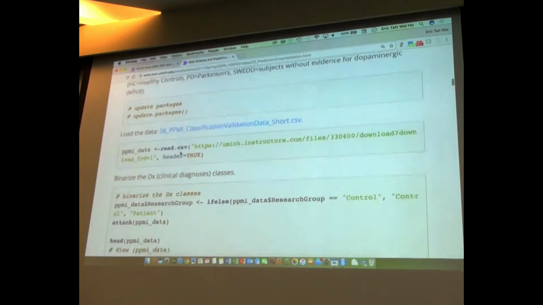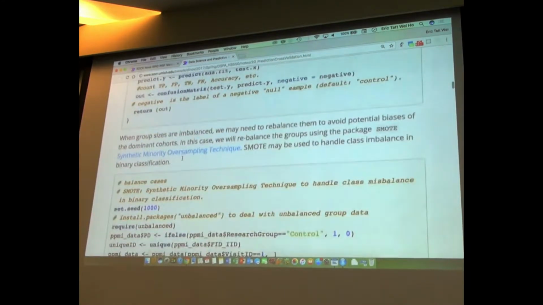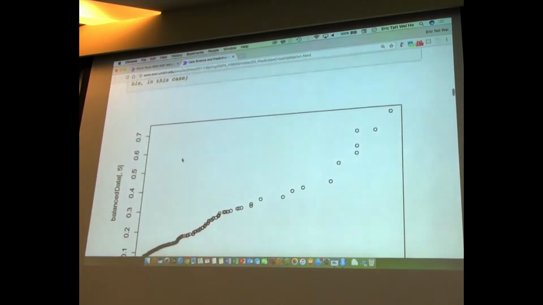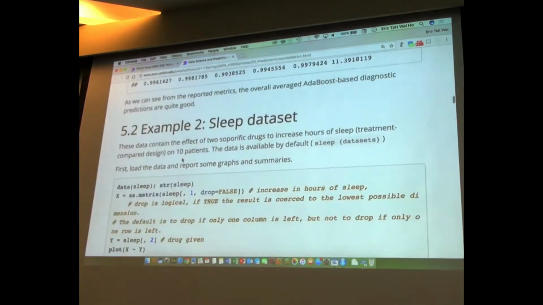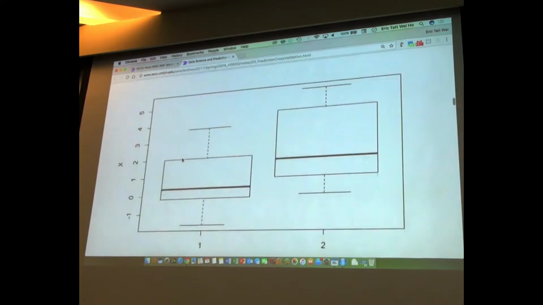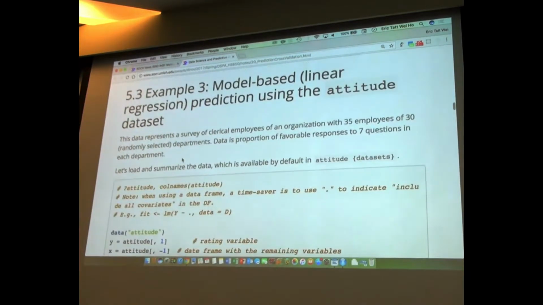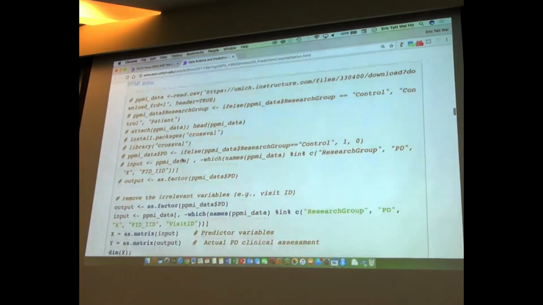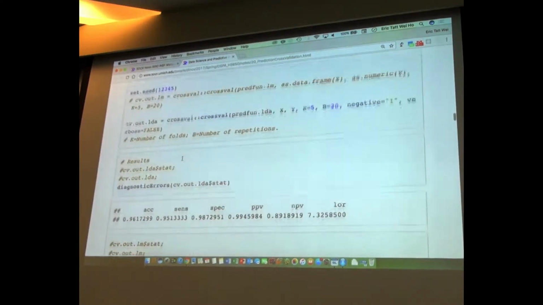So here's a Parkinson's disease study using adaptive boosting, another method for prediction and classification. I'll skip over it here just to get to the sleep data. Let's not worry about it. That's a very well studied data set. Attitude test, let's skip that. The Parkinson's disease data that we've looked at before is interrogated again here.